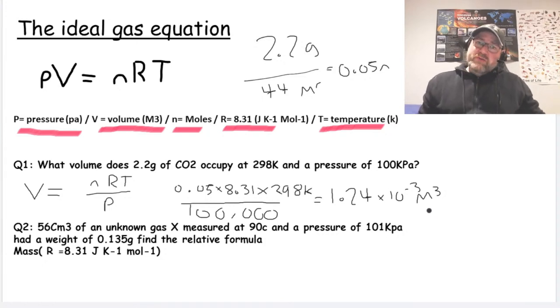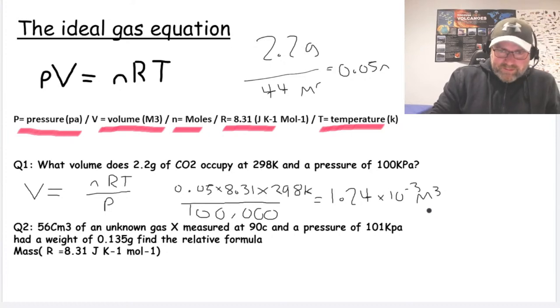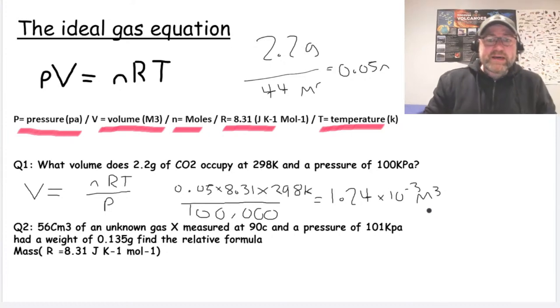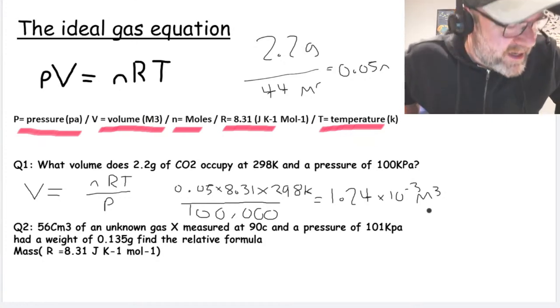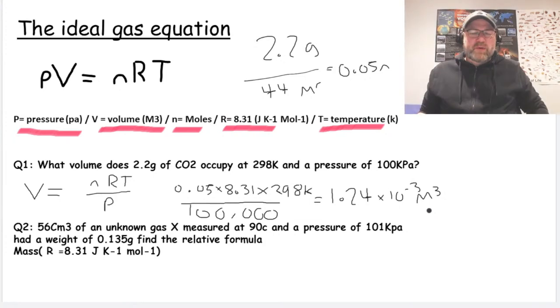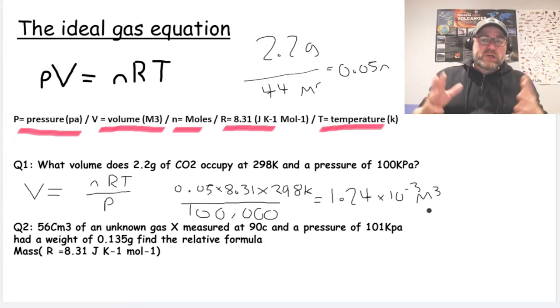If you've got degrees Celsius and you want to go to Kelvin, we add 273. Yeah, that's 90C. Now, 90C, we would add 273. I see what you're saying. The 0C, that's supposed to be 90, by the way, but it's probably not come out very well. And the volume will always be in meters cubed, by the way.